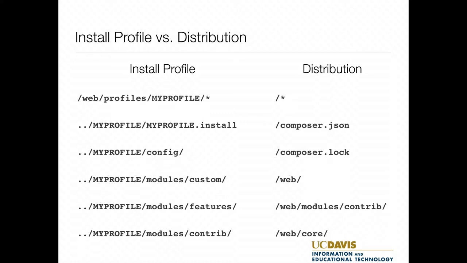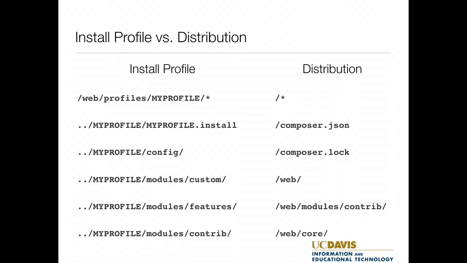So we'll make this just a little interactive. There are a couple of these that don't belong in your Git repository. Who wants to tell me which ones? Give me one. Core. Good. Contrib. Yeah, both of the contribs, really. Composer.lock? No, composer.lock definitely ends up in your Git repository.